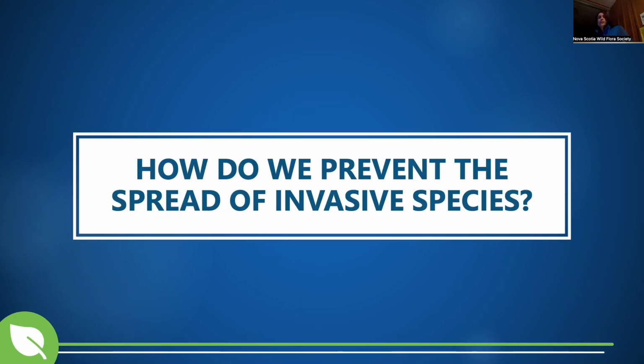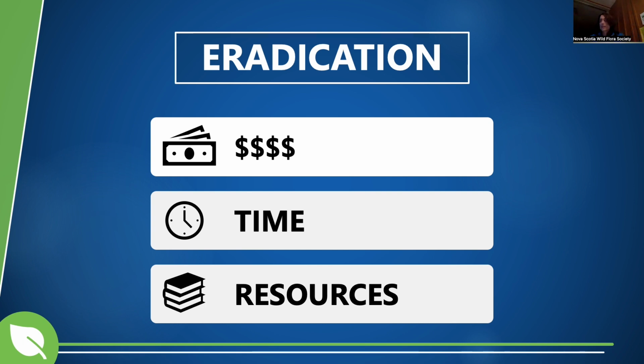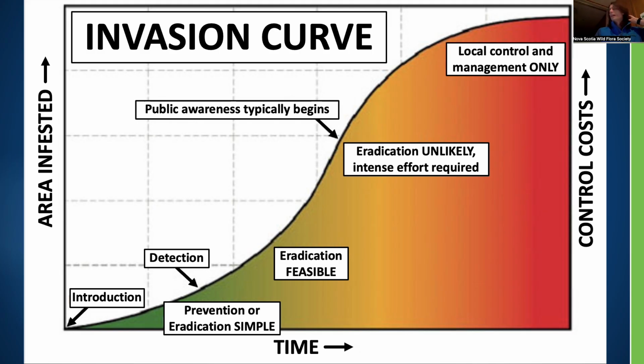So how do we prevent the spread of invasive species? Well, eradication is very expensive, takes a lot of time and a lot of resources. And so here is the invasion curve, which I always talk about. Basically, it shows that over time, area infested goes up. As the infested area goes up, so do the control costs. And so right now, with dog strangling vine, we're sitting very low on that scale where eradication is feasible.